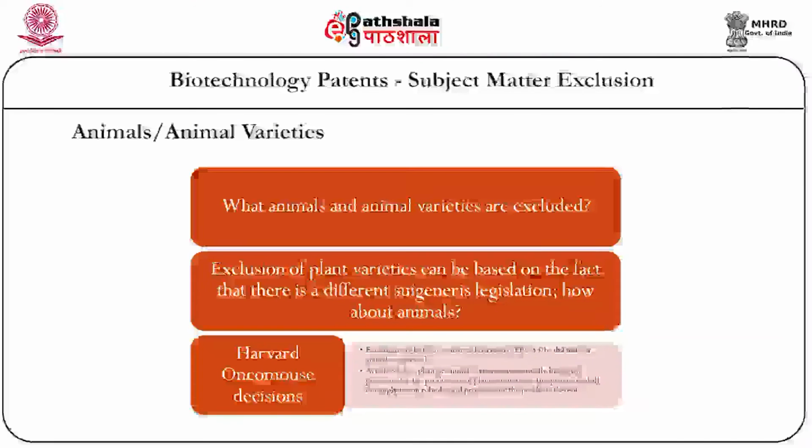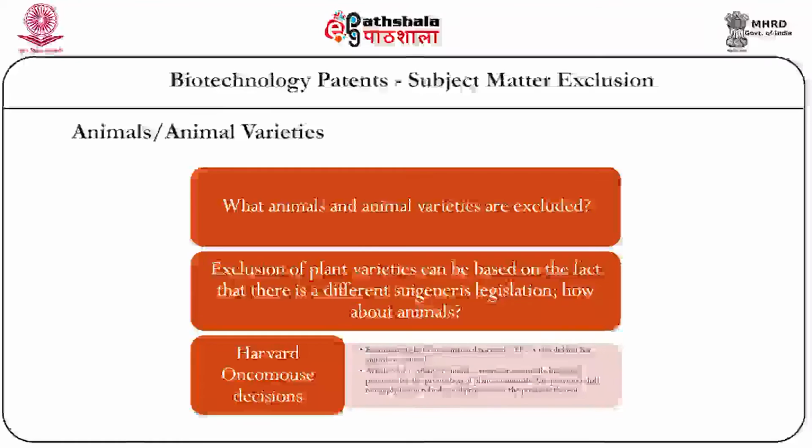Specifically, the exclusion sought to be construed narrowly was under Article 53b, and whether it did bar animals in general or not. Article 53b read, plants or animal varieties or essentially biological processes for the production of plants or animals, and that this provision shall not apply to microbiological processes or products thereof. So the exclusion seems to be pretty much clear that plant or animal varieties are to be excluded and not provided patents.